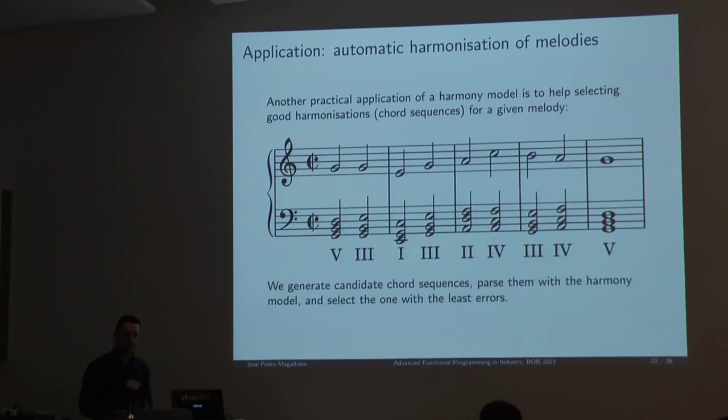The way he did this was to take our harmony model, generate all possible chords that could potentially fit with this melody, and then just naively parse all of these sequences with our harmony model, and then select the one that had the least errors. Very naive, very simple, but hey, it was a bachelor thesis, so a simple project. Then it came up with decent results. I can't easily play this on this small keyboard, but there are some examples online, and they sound pretty reasonable.